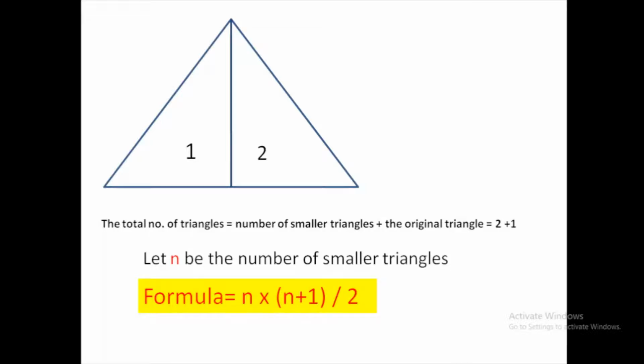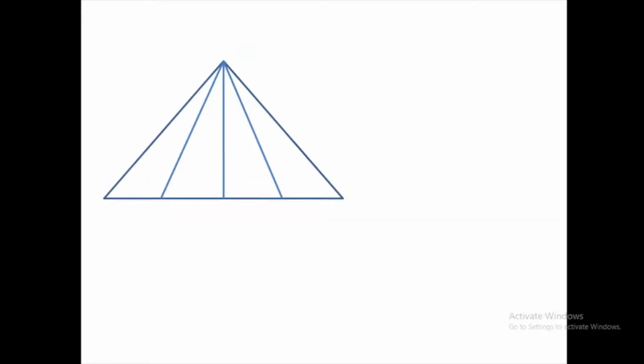Let's look at a similar type of figure. The number of small triangles here are 1, 2, 3 and 4. N equals 4. And with the help of the formula, we can find out the total number of triangles inside this figure. So it's 4 into 5 by 2, 10.